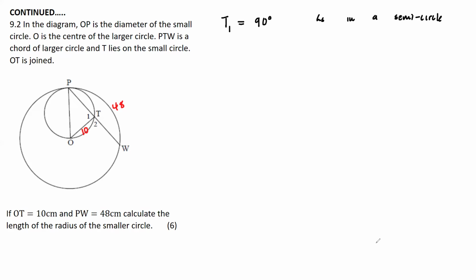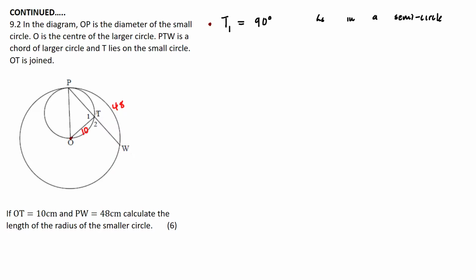Angles in a semicircle. That's T1. Okay, sharp. So then what? Because if I find T1, then what? Then I remember, okay, fine. PW is 48. And O is the center of the big circle. So now I'm going to the big circle.